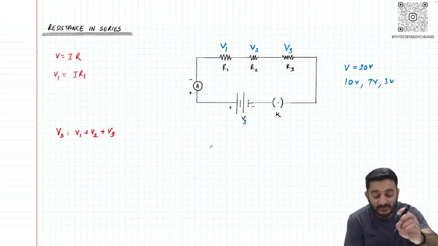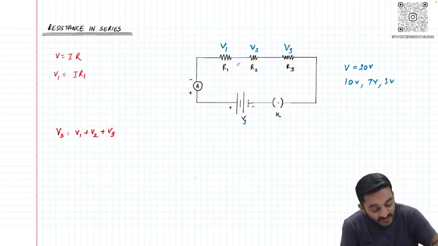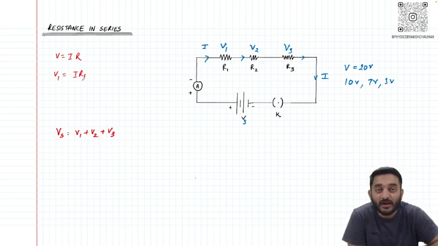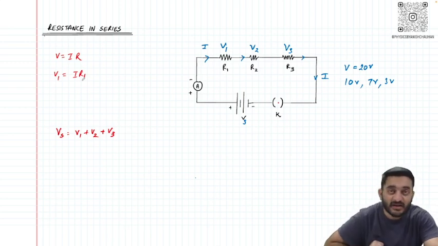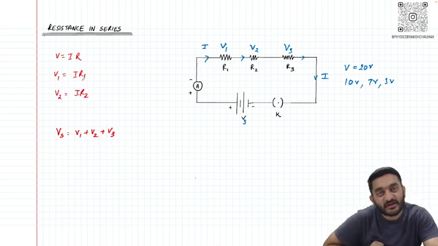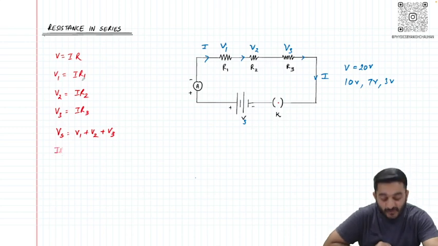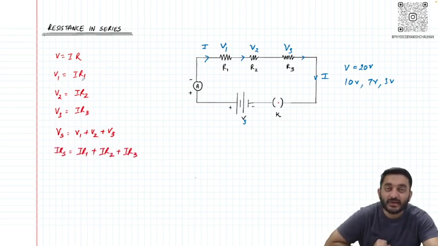V1 we can write as IR1, because in this circuit the current is going to remain the same throughout the circuit. So the only values we need to take care of are R1, R2, R3. V1 can be written as IR1, V2 as IR2, V3 as IR3. And when I plug these values of V1, V2, V3 in, my expression will look like this.